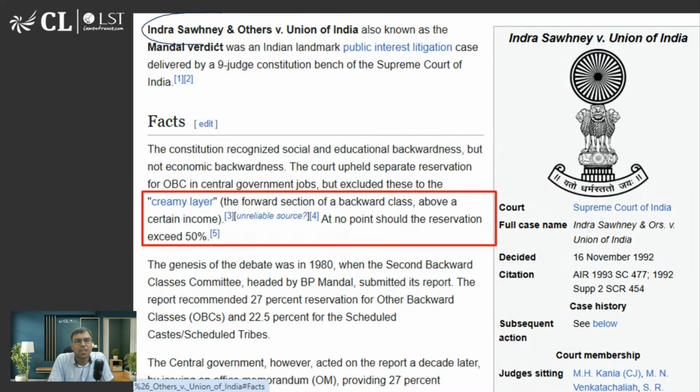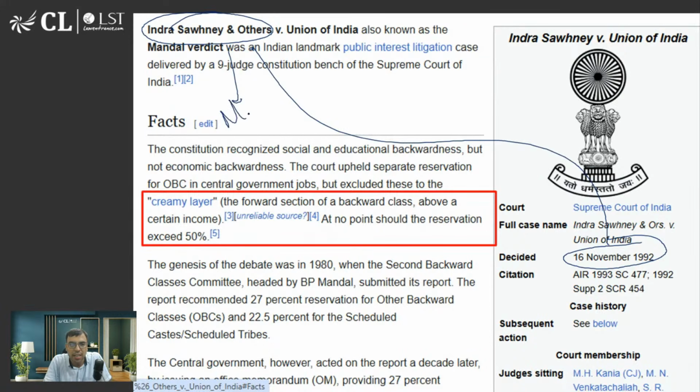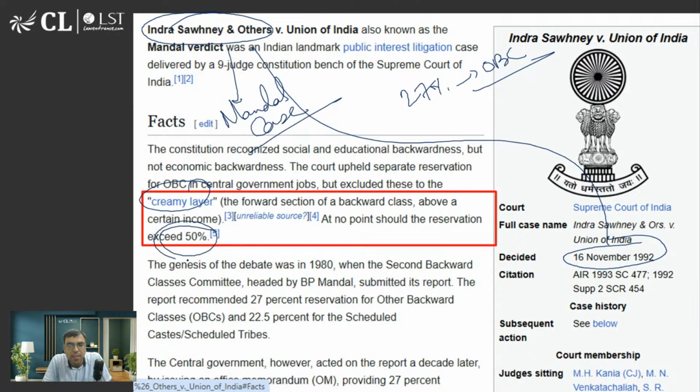There was a very famous judgment when the Mandal Commission was implemented, and this was challenged in the Supreme Court. That's why it is famously called the Mandal case. The Supreme Court upheld the 27% reservation for OBCs, but said there are some provisions like the creamy layer. Then the 50% cap means the reservation should not cross more than 50%, except in a few justified cases. So you have to justify it.